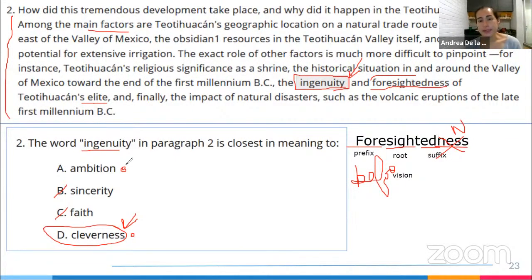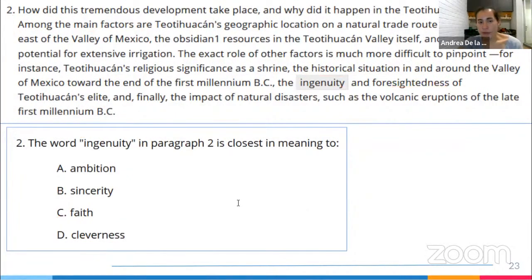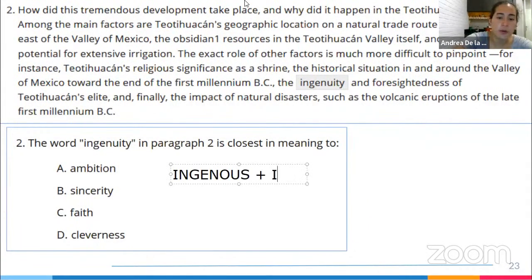Going back to what I was saying, you may be wondering, but the word ingenuity isn't really an adjective, right? It's a noun. So why did I tell you to study adjectives? And why did I tell you to study suffixes and prefixes? Because if you think about it, it really comes from ingenuous plus the suffix ity, right? And I'm pretty sure that you've already seen something about this suffix, but this is the adjective.